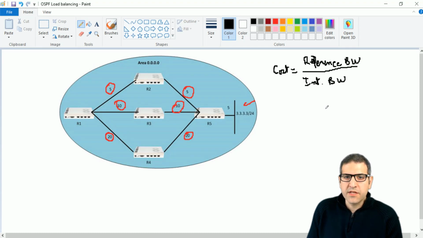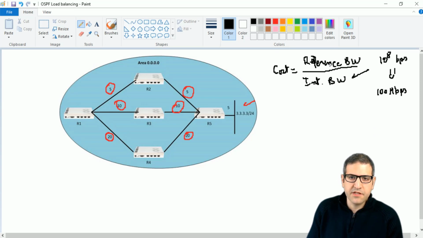Now, the interface bandwidth is something we can know ourselves, because it is on the interface. We can see what the bandwidth or speed on the interface is, and then we know what this value is. The reference bandwidth is 10 to the power 8 bits per second. So 10 to the power 8 means 100 megabits per second. So the reference bandwidth is always 100 megabits per second. That's the theory of OSPF. Over the interface bandwidth.